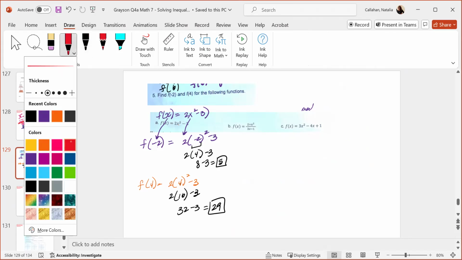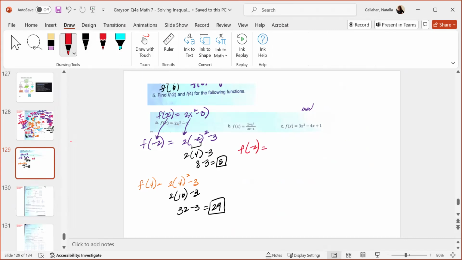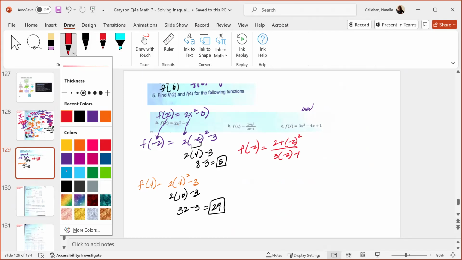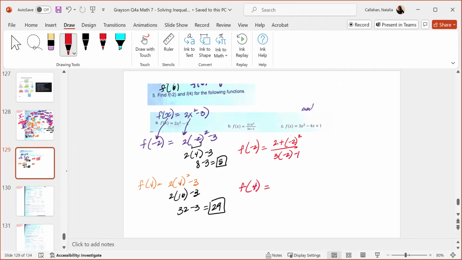B. f of -2: 2 plus -2 squared over 3 times -2 minus 1. Copy this down. f of 4: 2 plus 4 squared over 3 times 4 minus 1. It's your first answer.